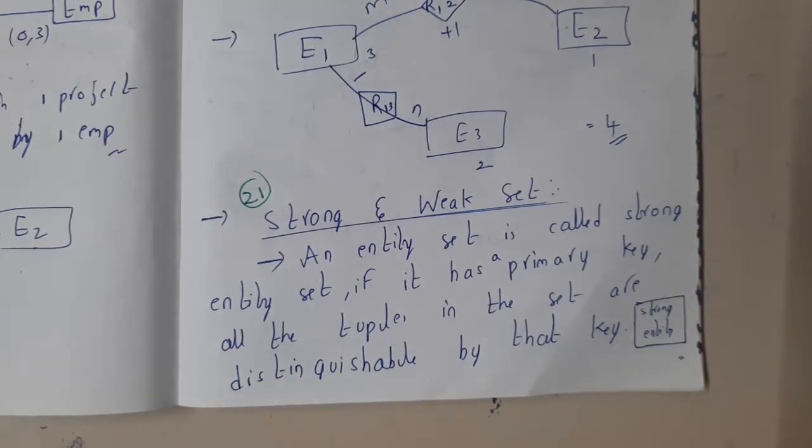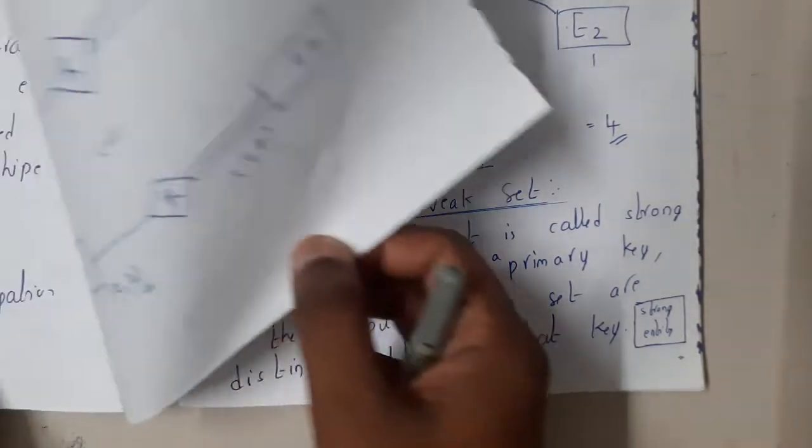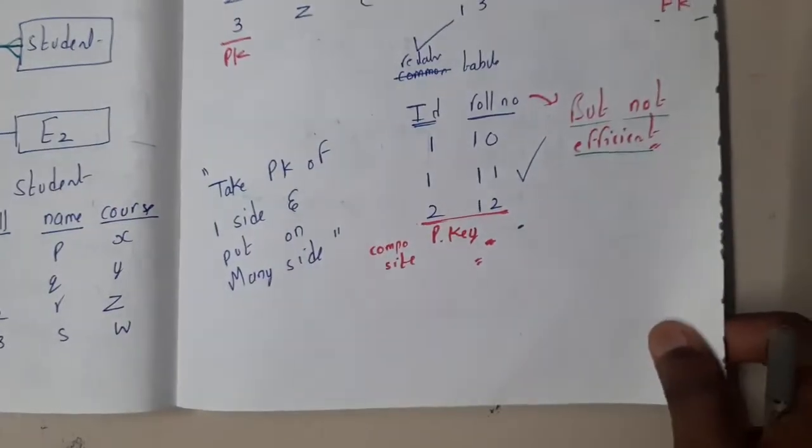In this lecture, let us go through the next topic, that is strong and weak entity sets, guys. I think now I need to at least give you some basic idea with respect to primary key, guys. Because without the concept of primary key, we cannot understand the concept of strong and weak entity. So for easy understanding, let me go back to some table.